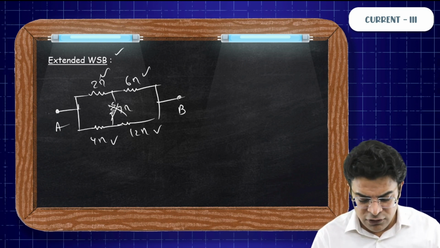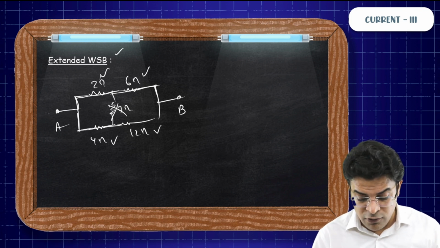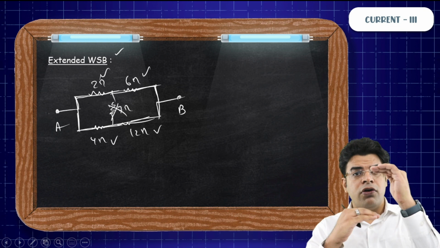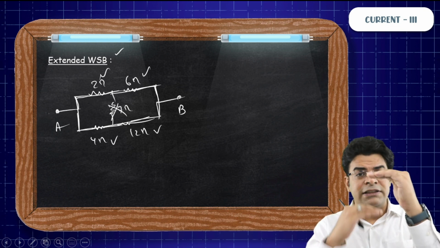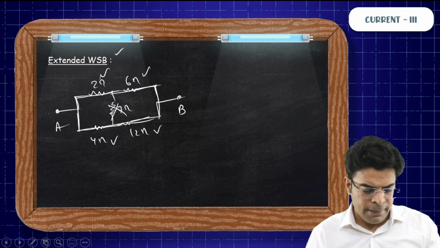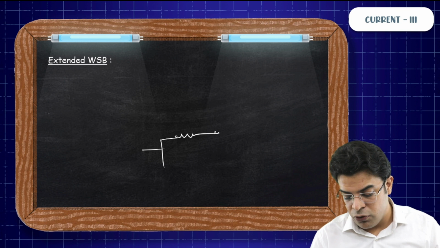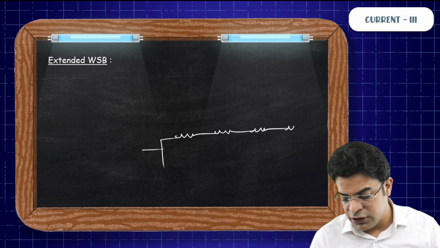Now the resistance of the upper line will be 2 plus 6, which is 8. The resistance of the lower line will be 4 plus 12, which is 16. Now you have two resistors of 8 ohm and 16 ohm in parallel. You can find their R equivalent, right? But what if rather than giving you 5 resistors, I give you more? Let's say I give you this type of circuit.